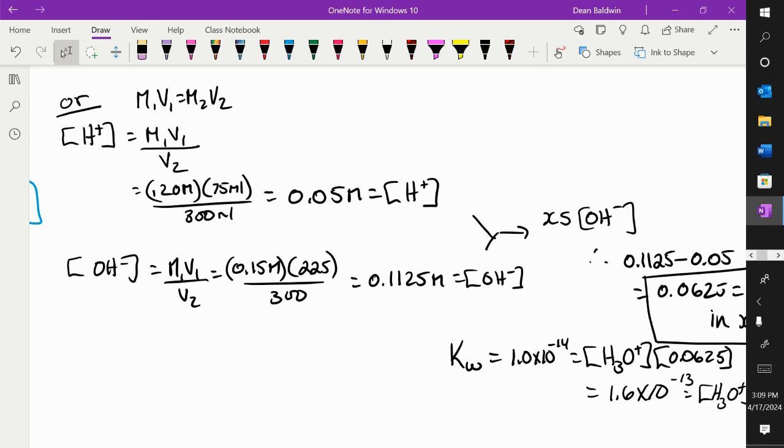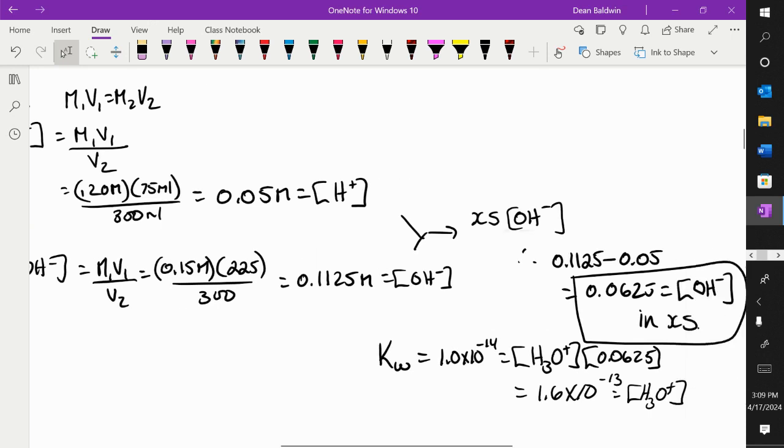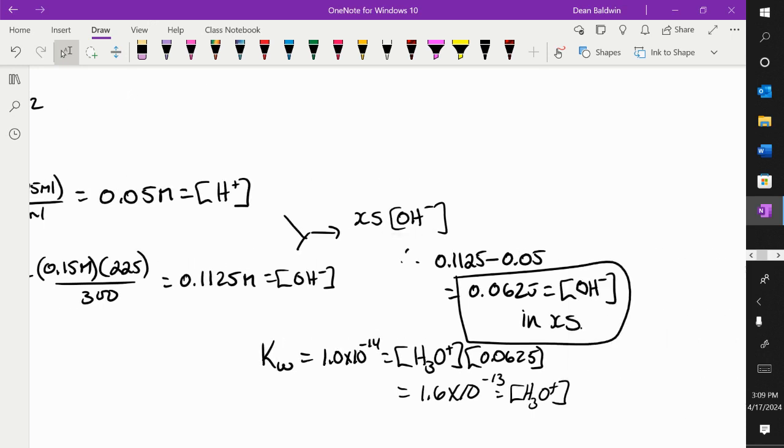You don't have to change the volume because it's going to cancel out anyway. It's just a ratio. So we get 0.05 molar of H plus. You do it with OH minus, you get 0.1125 molar of OH minus. Bigger, right? So you subtract them, you get 0.0625 OH minus. So it spits out the concentration of OH minus right away. Okay? I mean, you did the calculation at the beginning, so it's no difference. And then you just put that into the Kw and you get the same thing.